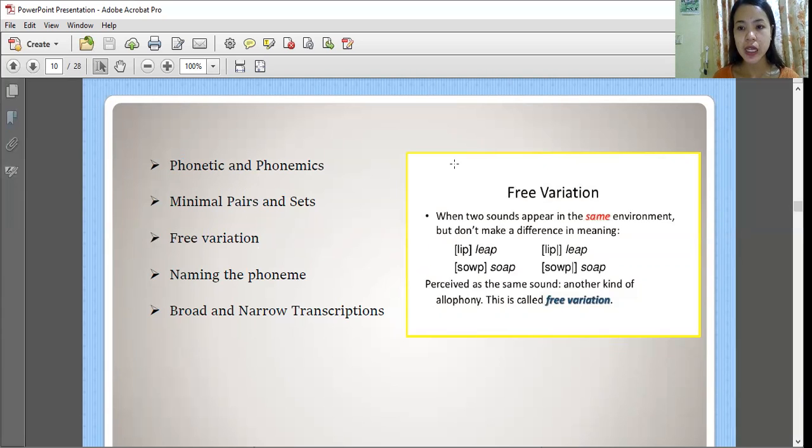Like "live" and "live", it's the same meaning in the same environment. And so we can call it like "live" and "live". And here it is perceived as the same sound, another kind of allophony that we can call free variation.